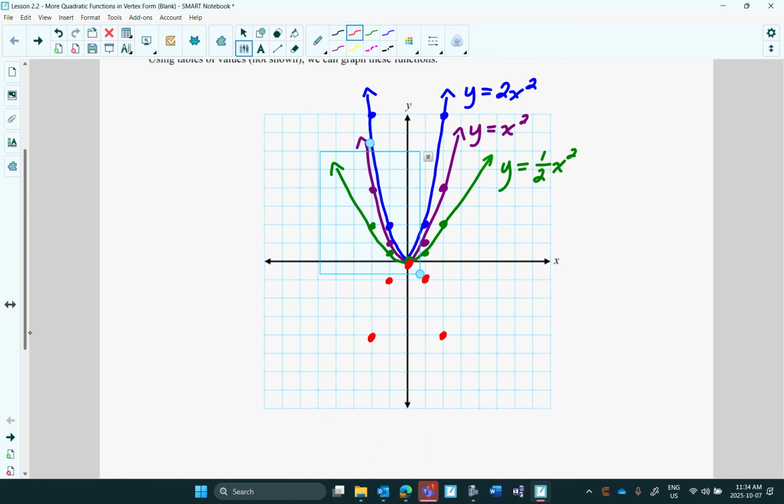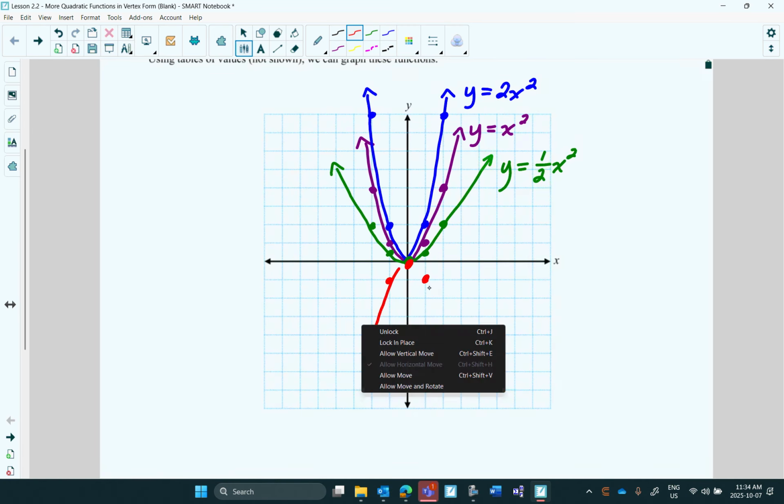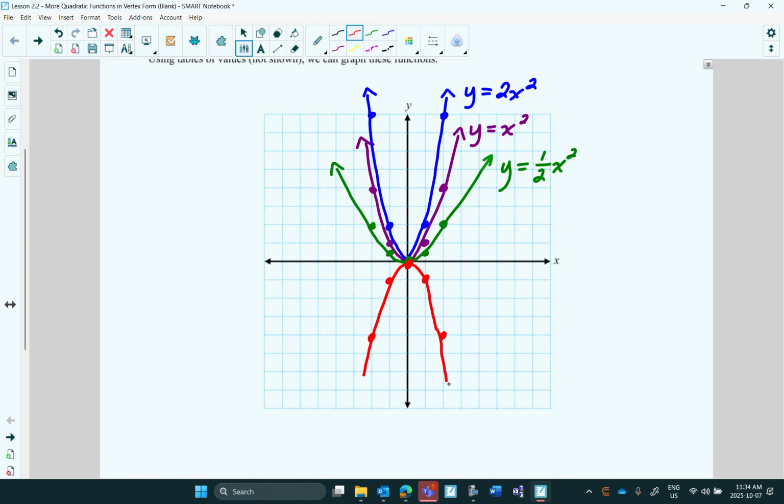What happens to the parabola? Yeah, flipped upside down. So you can see that's what a negative does in front. It flips it upside down. So this is y equals negative x squared.